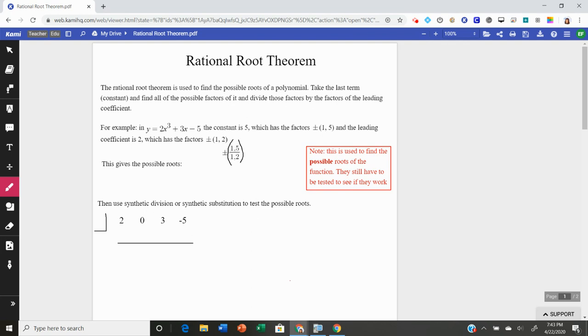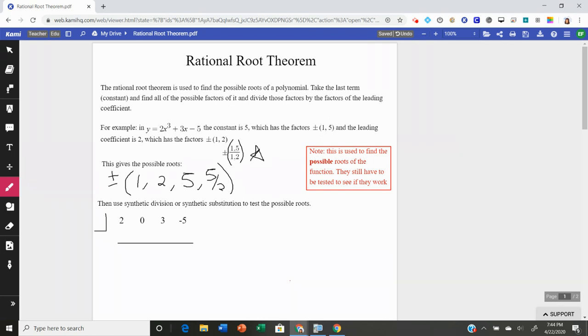So in our first example here, the 2x cubed plus 3x minus 5, the constant term is 5, so the factors are plus or minus 1 and 5. The leading coefficient is 2, so the factors there are again plus or minus 1 and 2. So we can write our possibilities just like we have here. If we divide 1 by 1, well, that's 1. If we divide 1 by 2, that's 1 half. If we divide 5 by 1 is 5, and 5 divided by 2 is 5 halves. So we actually have 8 possibilities because we have to test both the positive and the negative for those 4 different factors.